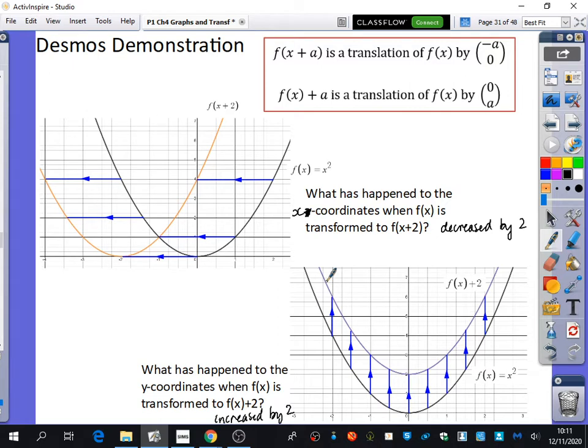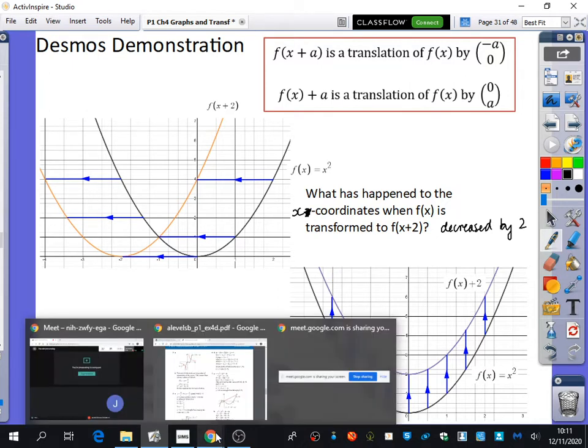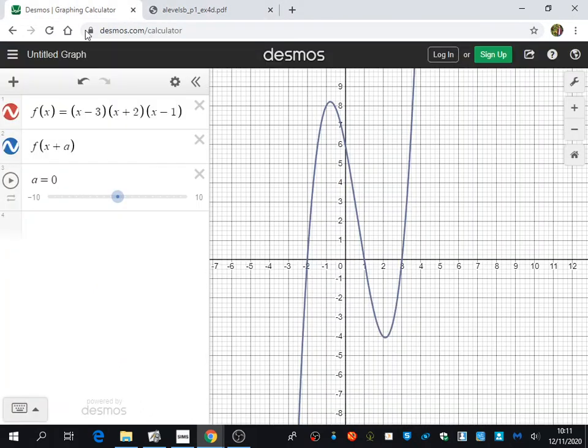And so I'm going to do a bit of a demonstration for you on Desmos. So you will see here that I have put a cubic graph. I've just made up a cubic graph. I did x minus 3, x plus 2, x minus 1. So you can see that its roots are at minus 2, 1, and 3. And I have written that my f of x, I'm going to change it to f of x plus a. Now, if I make a become a positive number, what is going to happen to the graph?